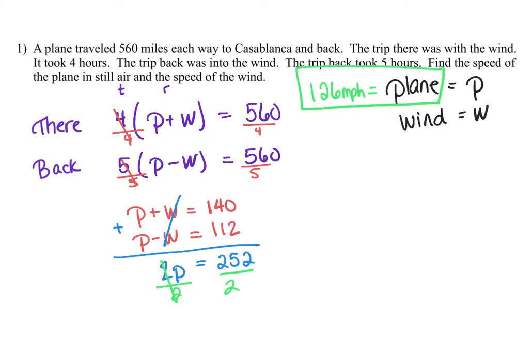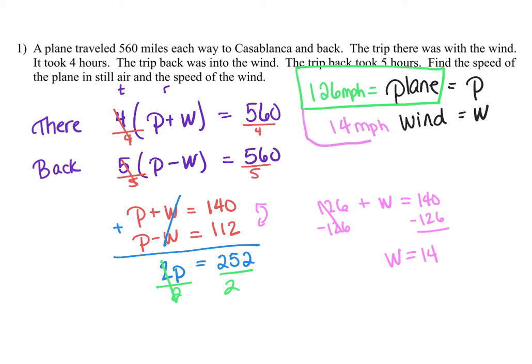I'm not done yet. I need to find the speed of the wind. It asks for both. So I can go back to either one of these equations. And I can say, well, 126 plus my wind equals 140. So if I want to solve for what the wind equals, I'm just going to subtract that 126 from both sides. And I will get that my wind speed is 14 miles per hour. And now I am done with this problem. I have the plane and the wind.